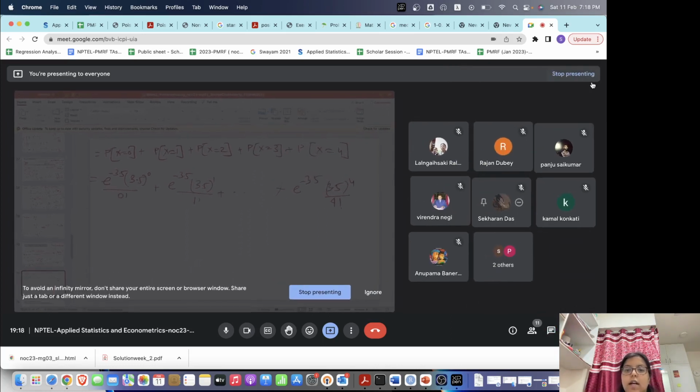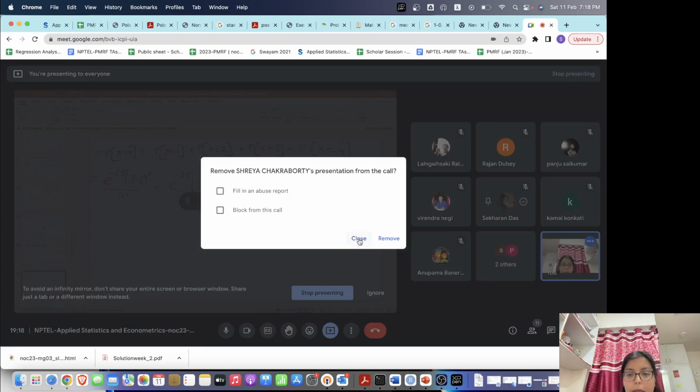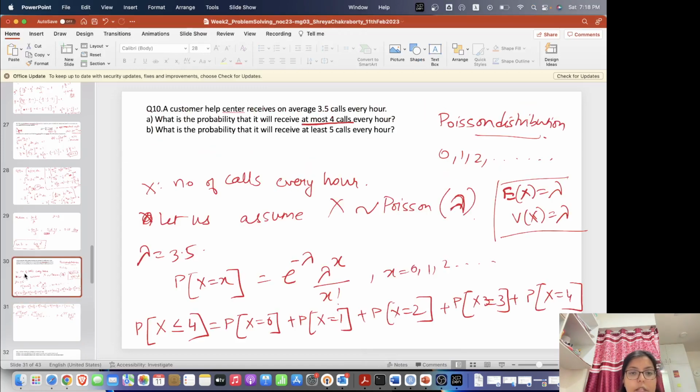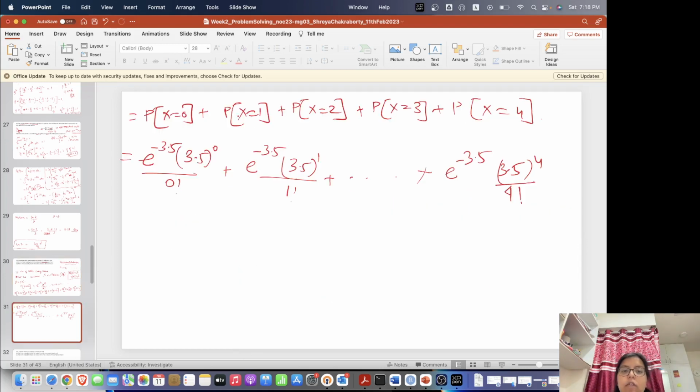Okay. So the question is, a customer help center receives on an average 3.5 calls every hour. So the mean number of calls per hour is 3.5, and we have to calculate the probability that it will receive at most 4 calls every hour. So at most 4 calls means 0 calls or 1 call or 2 calls or 3 calls or 4 calls. Not more than that. So how will we calculate?